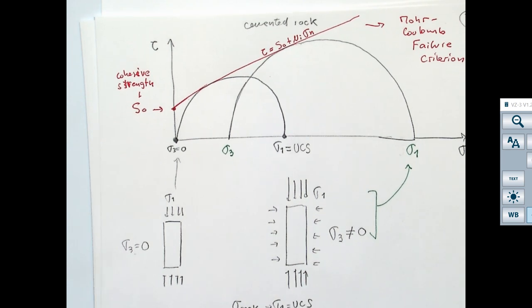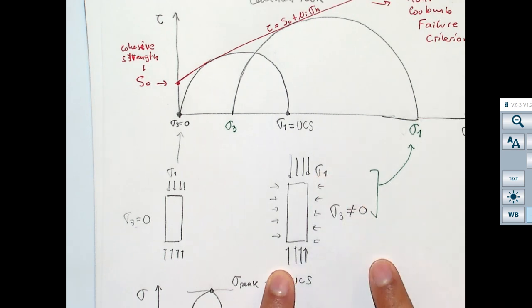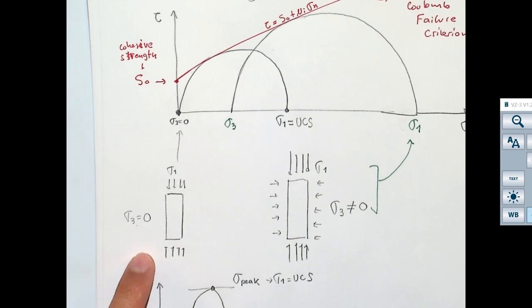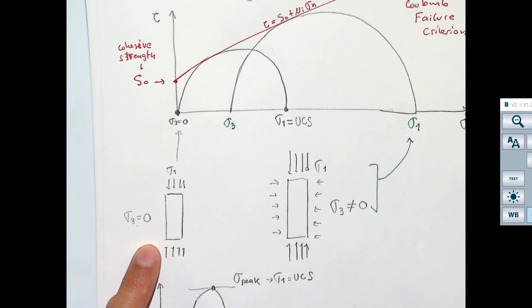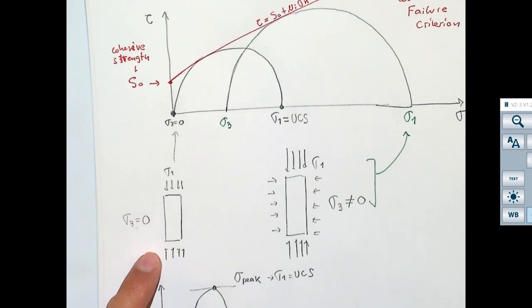And in order to test real rocks that are of interest to us in real conditions, we need to apply confinement to them to explore what the failure properties are with confinement, not without confinement. Usually people do not do this kind of test without any confinement. Usually the minimum confinement applied to this kind of rock is about 100 PSI.